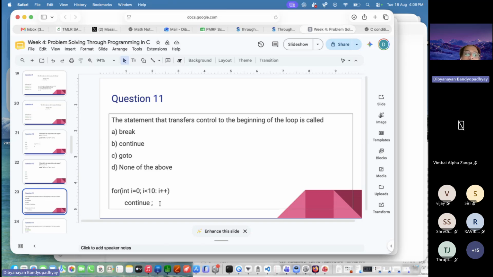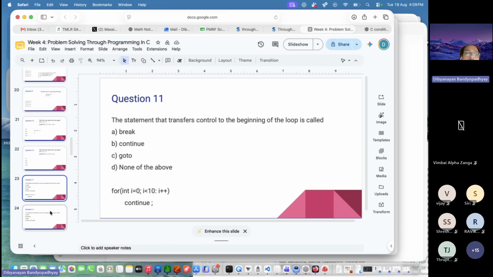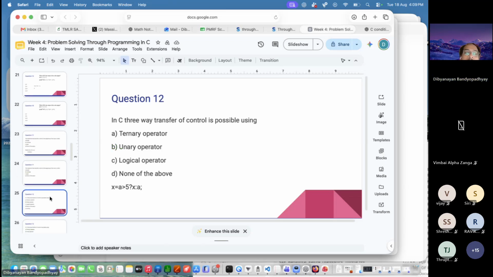Whenever you see continue, you just go to the beginning of the transfer of the control, actually, the loop, and you will initiate the looping again and again. So that is why the answer is continue. So it will be important because there are some example questions also using continue.